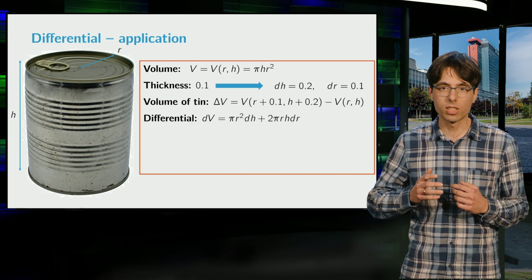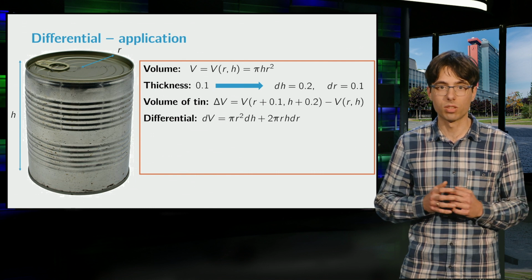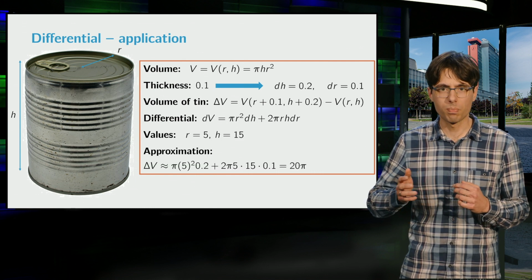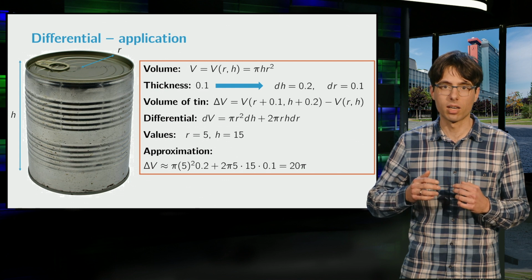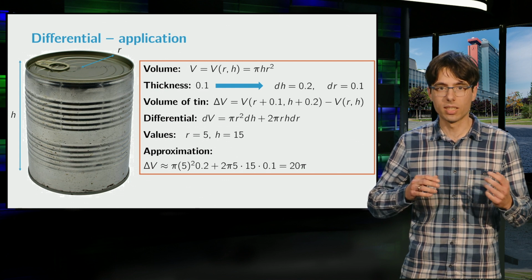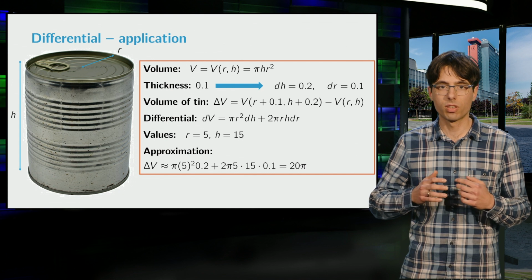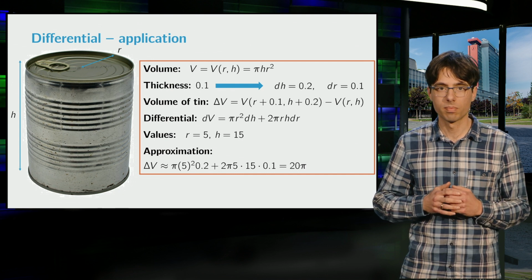Indeed, the volume is a function of two variables, which means we obtain the indicated differential. So if we then plug in the relevant values of r, h and the change dr and dh, we find the approximate volume as indicated on the slide.